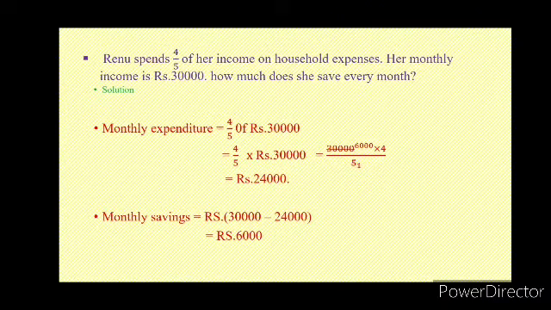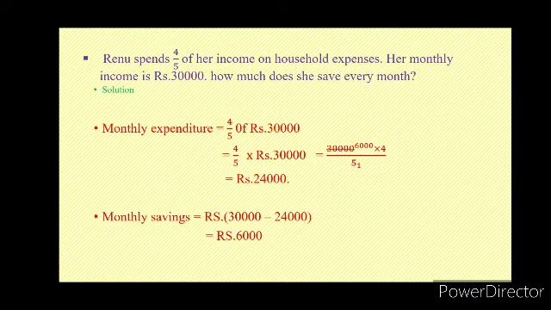We will go through a few word problems. Renu spends 4 by 5 of her income on household expenses. Her monthly income is rupees 30,000. How much does she spend every month? So here, 4 by 5 of her income. Her income is 30,000. So it is 4 by 5 of 30,000.